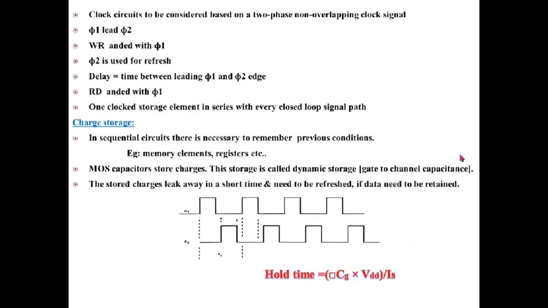Yes, so again the same thing is written here. The clock circuits to be considered are based on two-phase non-overlapping clock signals, and those are called phi1 and phi2, and always phi1 will come first, and the next signal will be phi2. Hence we say that phi1 will always be leading when compared to phi2. And so the write operation will end with phi1. So the phi1 clock signal will be used for the write operation, and the phi2 clock signal will be used for the refreshing purpose, so as to retain the information stored in the memory cells.